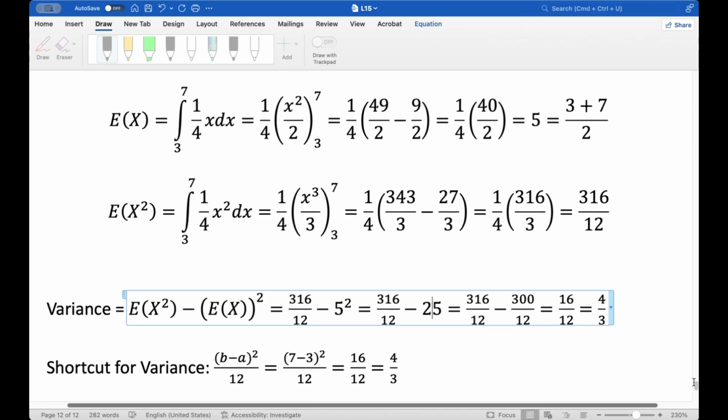And again, using the shortcut for variance, b minus a squared over 12, 7 minus 3, 4 squared over 12 does work out.